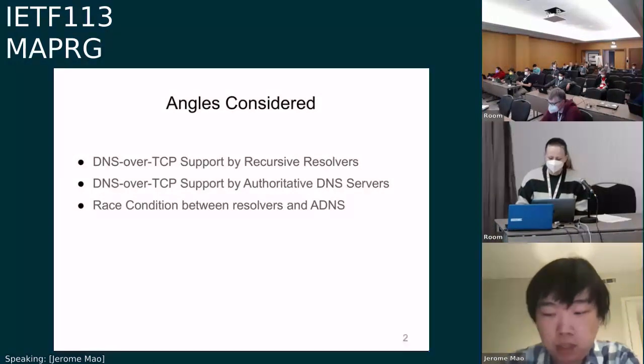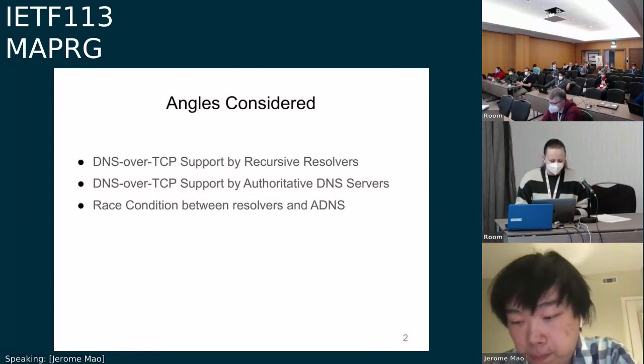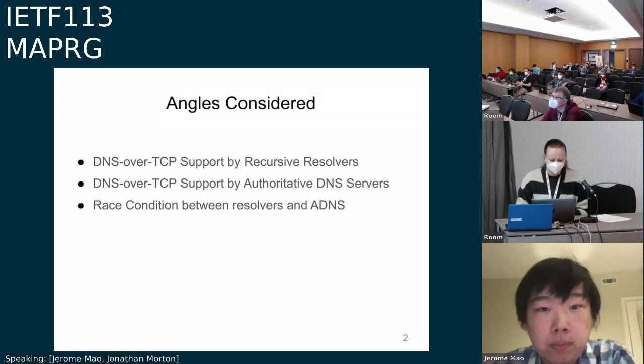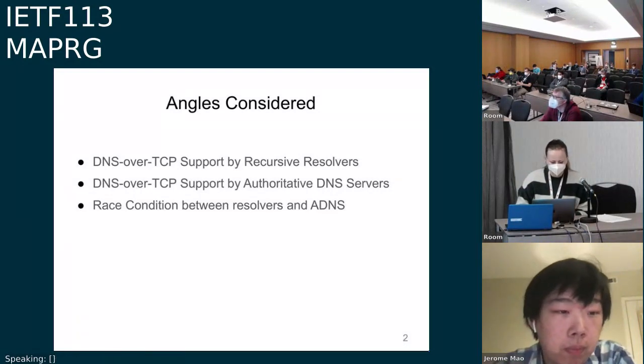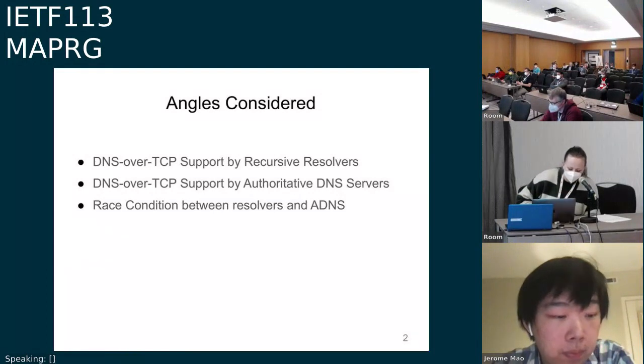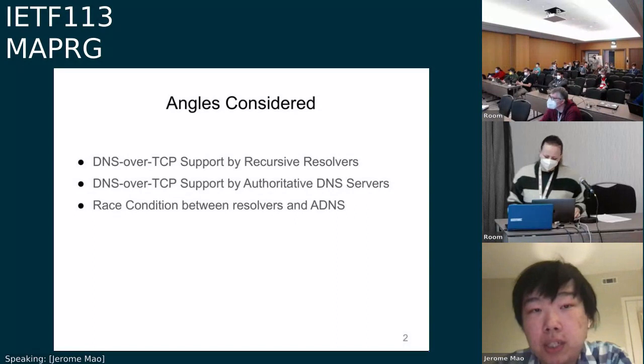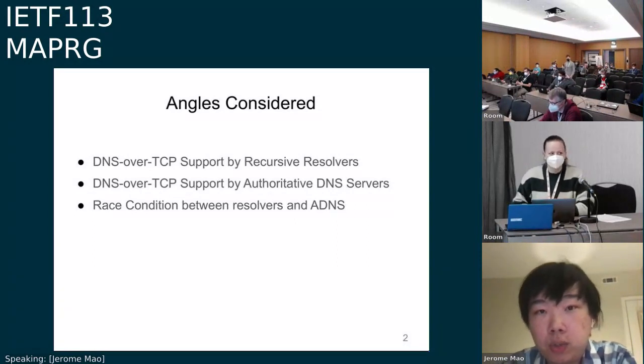So I think I'm back. All right. So at the end of the talk, I'll just briefly talk about the race condition between the recursive resolvers.